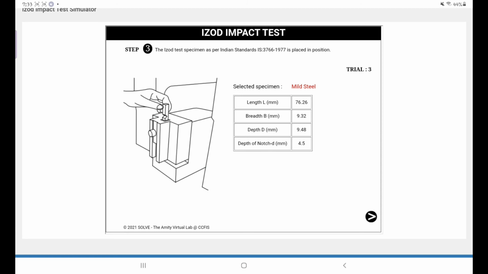The Izod test specimen as per Indian Standard IS 3766-1977 is placed in position. Trial 3. Length 76.26 millimeter, breadth 9.32 millimeter, depth 9.48 millimeter, depth of notch 4.5 millimeter.